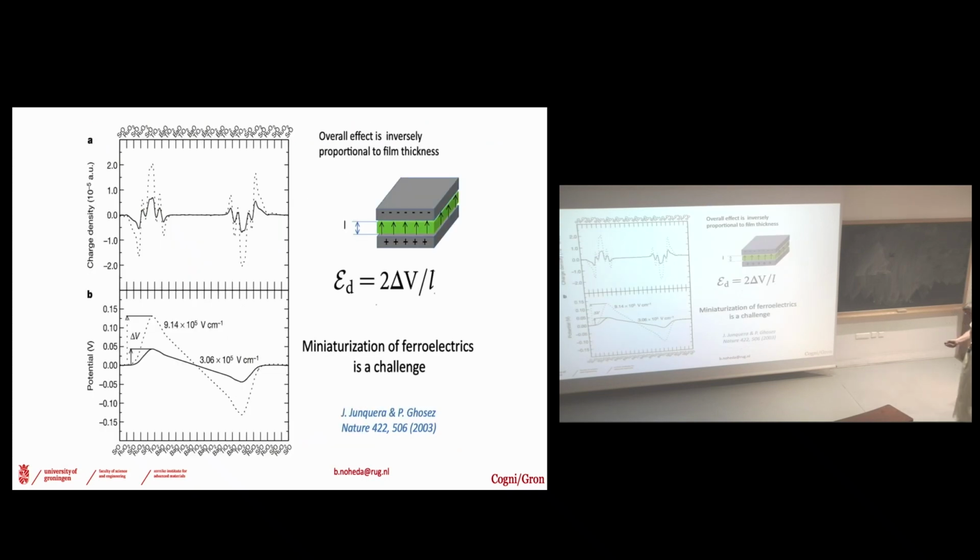And this we learned from a very nice work already in 2003 by Junquera and Ghosez. And here you see the results of DFT calculations. This is a very thin layer of barium titanate. Here you can see the barium oxide, titanium oxide, all the layers, sandwiched between 2 electrodes of strontium ruthenate. And you can see here the charge density.